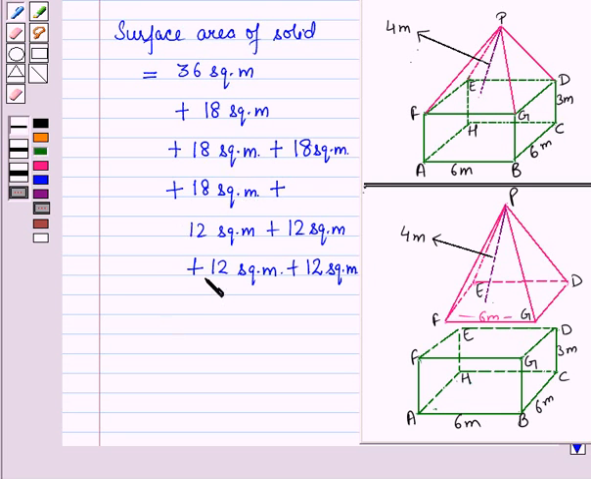Now adding up all these values, we will get the surface area of the solid is equal to 156 square meter. In this way we have obtained the surface area of the given solid. So in this session we have learnt about surface area of 2 and 3 dimensional solids composed of prisms and pyramids.